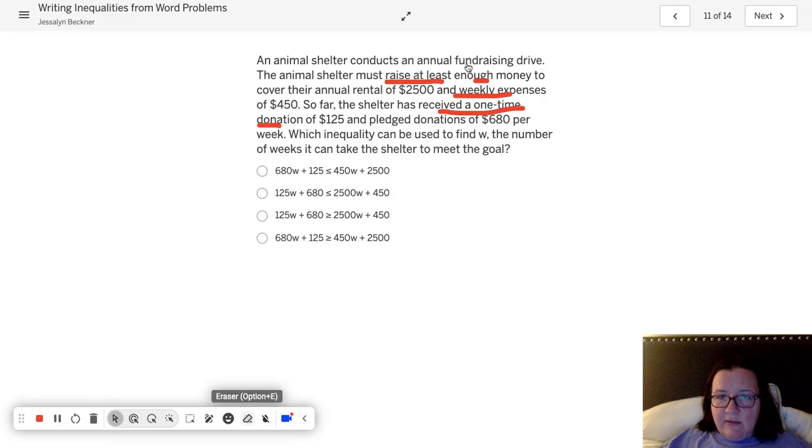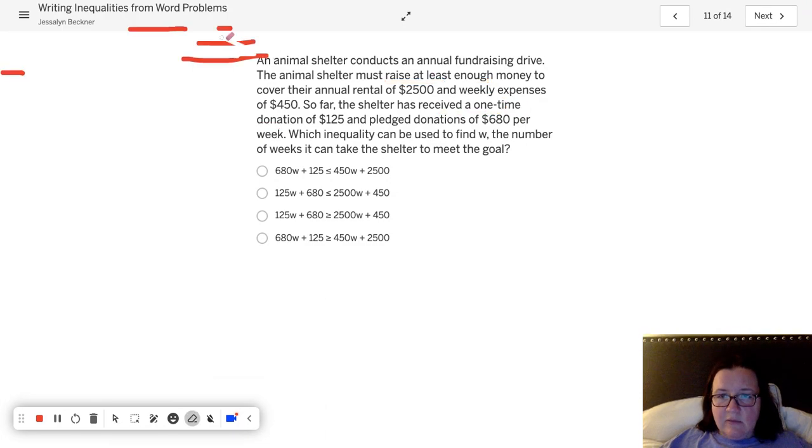Let me erase my little lines here. Oh, goodness. Doesn't give you a good eraser, does it? Line by line. All right. Okay. Let's try this again. Get a pen tool. Okay.